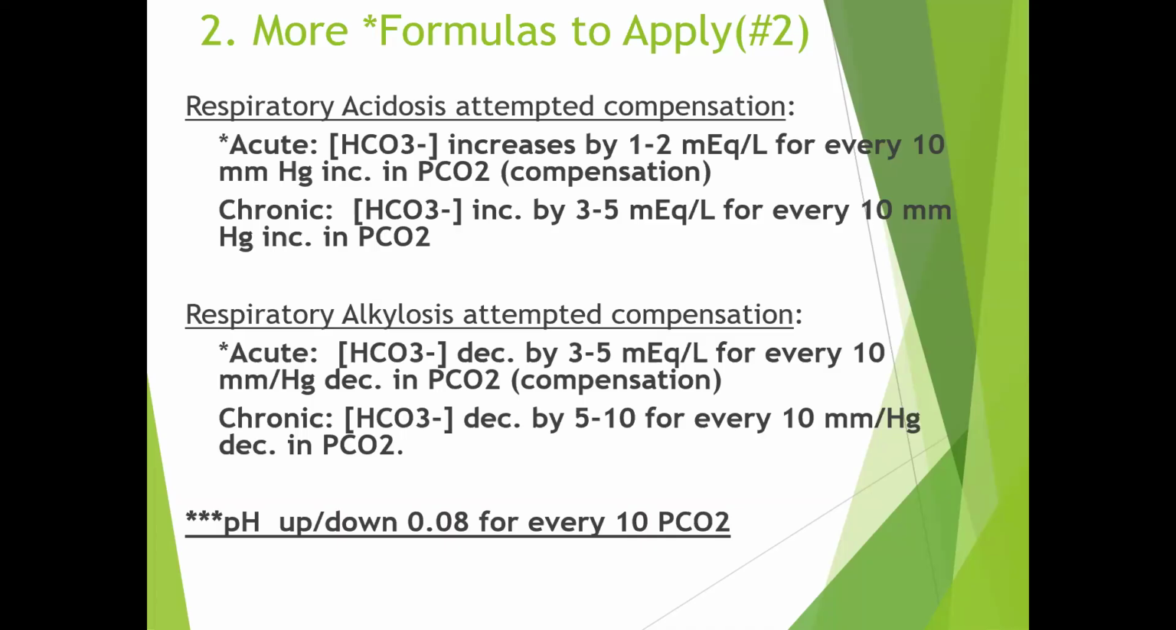And the pH, I expect, if it's as bad as could be, for every 10 the CO2 goes up, the pH should go down 0.08 and vice versa. If it's as bad as expected, it's uncompensated. If it's better than expected, but not all the way home, partially compensated. All the way home, it's fully compensated.